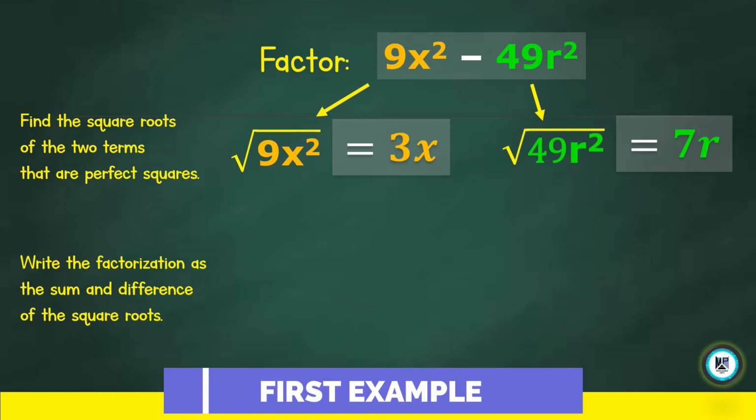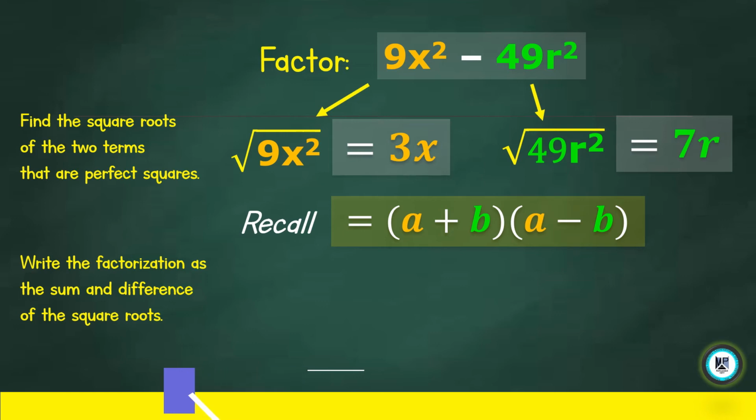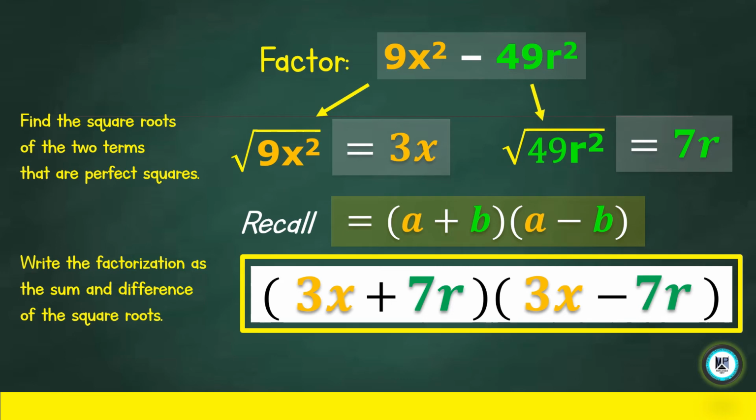Number 2. Write the factorization as the sum and difference of the square roots. Following our pattern, the product of a plus b and a minus b, our final answer is the product of 3x plus 7r and 3x minus 7r. Let's try another one.